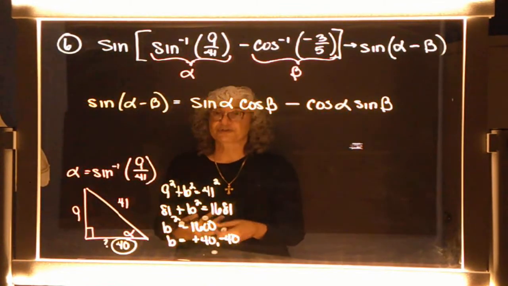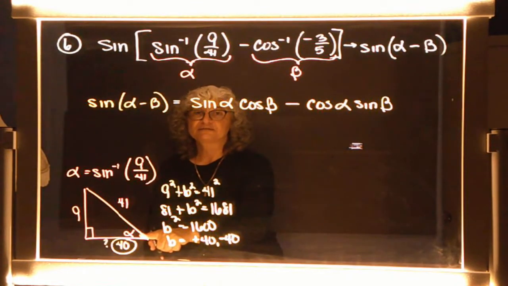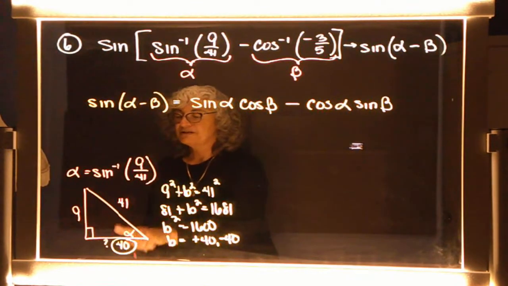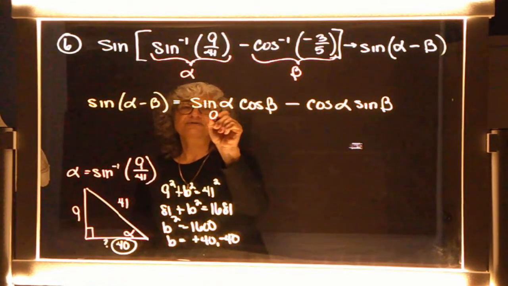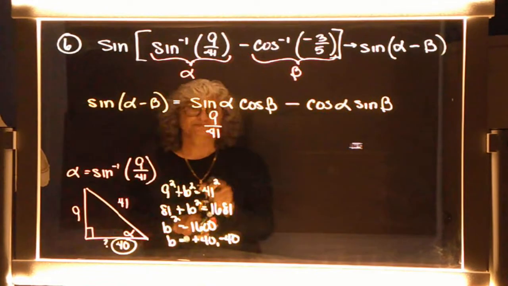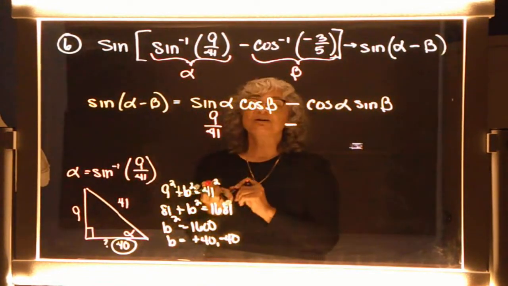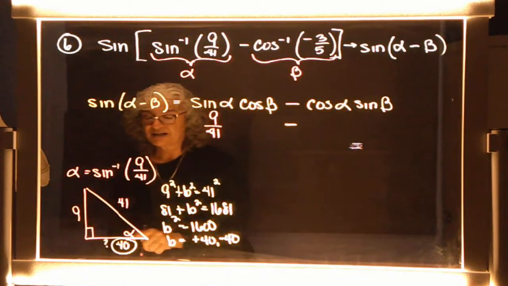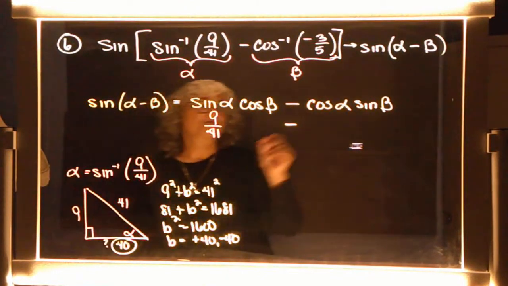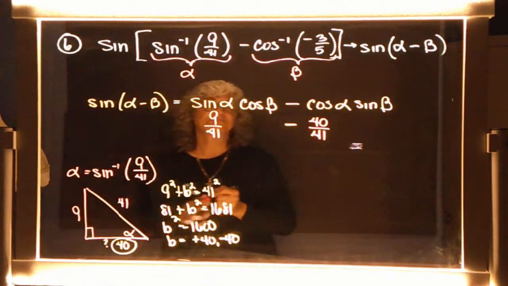So now question for you. Do I know the sine of alpha? Yeah, opposite over hypotenuse, so 9 over 41, right? Do I know the cosine of alpha? Yeah, adjacent over hypotenuse, so 40 over 41, right? Good.